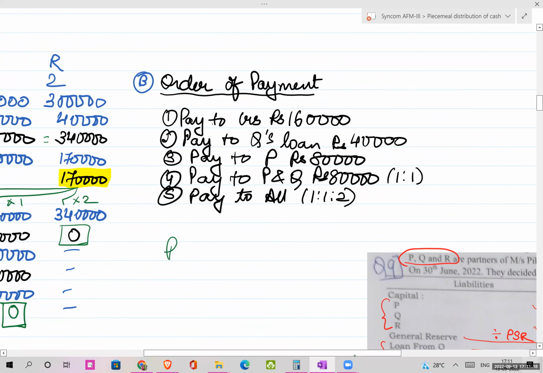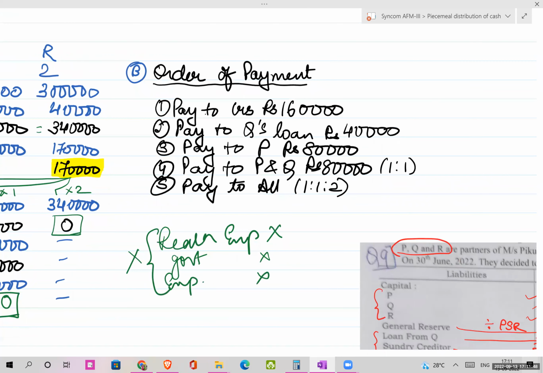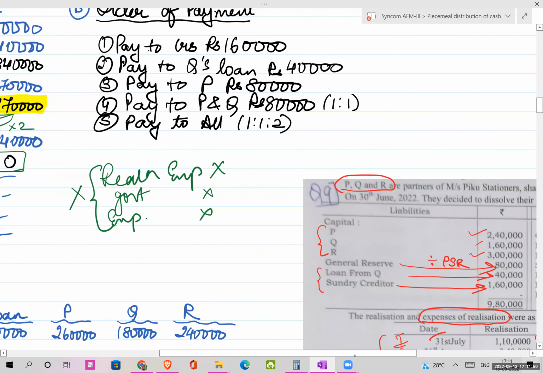सबसे पहले हम क्या पे करेंगे? Realization expenses. बट इस सम में है नहीं है, सो फॉरगेट इट. नेक्स्ट हम क्या पे करेंगे? डिफरेंशियल में और भी था ना, रियलाइजेशन एक्सपेंस था, फिर था गवर्नमेंट ड्यूज. क्वेश्चन में गवर्नमेंट ड्यूज दिया है, नहीं दिया है. फिर क्या था? एम्प्लॉय ड्यूज. क्वेश्चन में एम्प्लॉय ड्यूज दिया है, नहीं दिया है. सो ये प्रेफरेंस है, तो ये तो चला गया बिकॉज आई डोंट हैव इट इन द क्वेश्चन. ओके, नेक्स्ट क्या होगा? नेक्स्ट इज अदर्स.